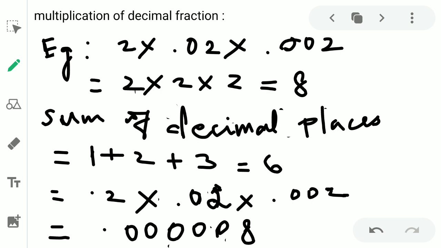Next one, multiplication of decimal fraction. So I'll give you an example. This is the question. Without decimals, first you have to multiply. 2 into 2 into 2, 8 you'll get. Now the sum of the decimal places. Here you don't have any decimal, so you have to consider it as 0.2.